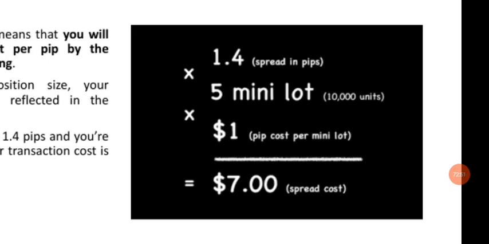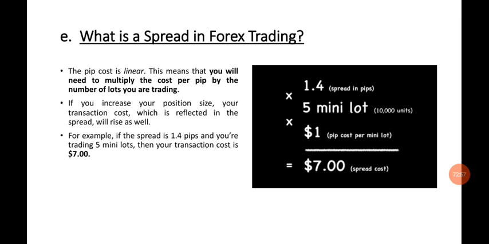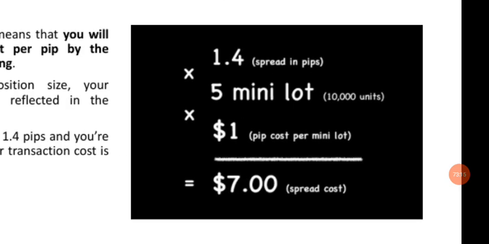And here's how we derived our $7. If you're using 1 mini lot size, it's straightforward, but since you're opening 5 mini lots, it's now 1.4, our pip spread, times your 5 mini lot size, times what a pip will cost, which is $1 per pip movement, to now give you your $7 for the spread cost.